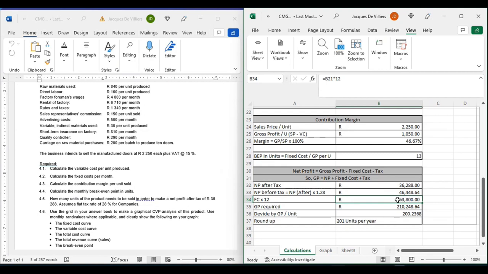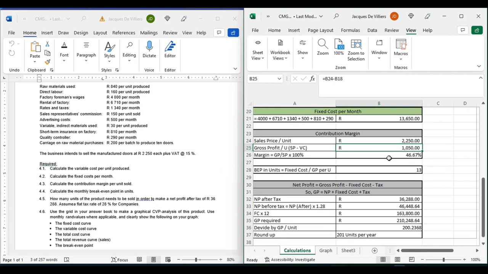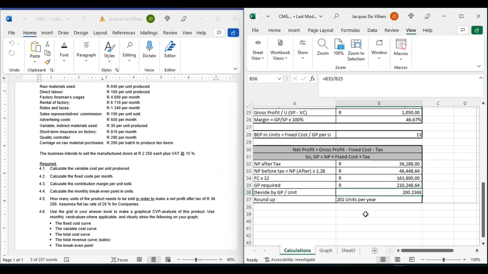Now I can see that the gross profit I require is the sum of the fixed cost plus the required net profit before tax. If I take those two together, I get 210,248. To know how many units that is per year, I must divide that by my gross profit per unit, which I calculated as 1,050. Then I get 200.2368, and obviously I must round up to 201 units per year.